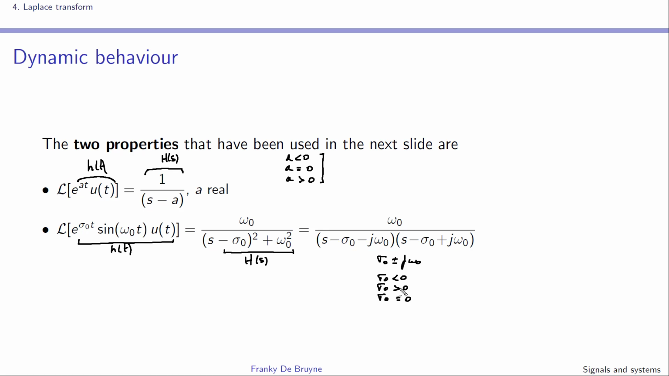If sigma is larger than 0, the poles are situated to the right of the j omega axis, so you'll have an unstable system. And if sigma is equal to 0, you'll have poles at plus minus j omega 0, right? So right on the j omega axis. And this means that you have a system where the impulse response is a sine or a cosine. Think of a pendulum, for example.